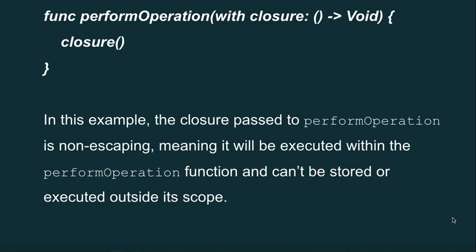func performOperation(closure: () -> Void) { closure() }. In this example, the closure passed to performOperation is non-escaping, meaning it will be executed within the performOperation function and can't be stored or executed outside its scope.